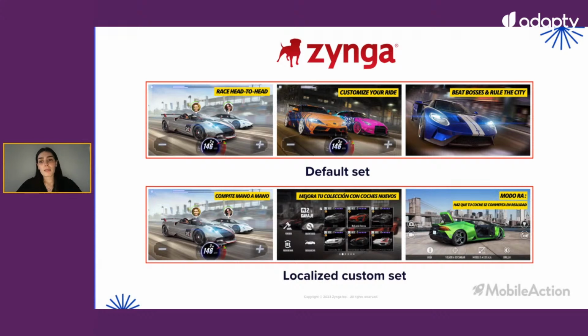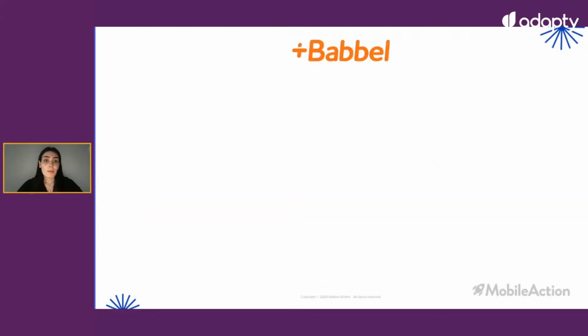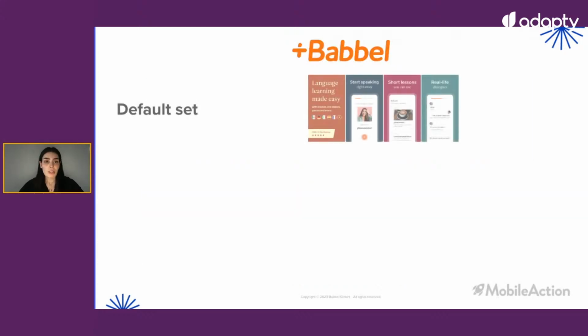How did they do that? Again, they leveraged custom product pages, created a set in Spanish, and matched it with the ad group where they are bidding on Spanish keywords on Apple Search Ads. And they did a really good job on targeting the different users with the high intent product pages and keywords. And the last example comes from Babbel, an education app.